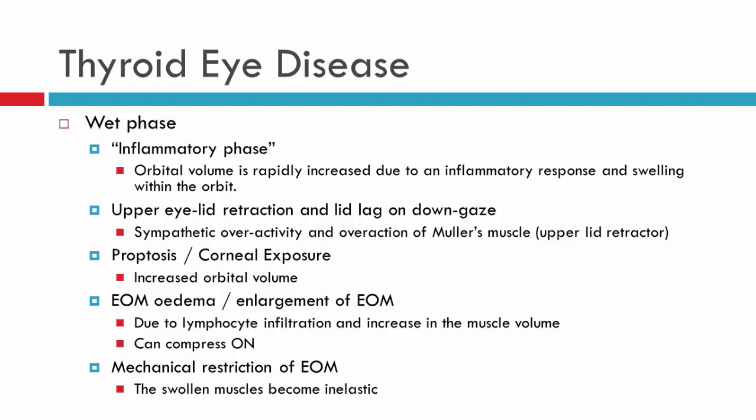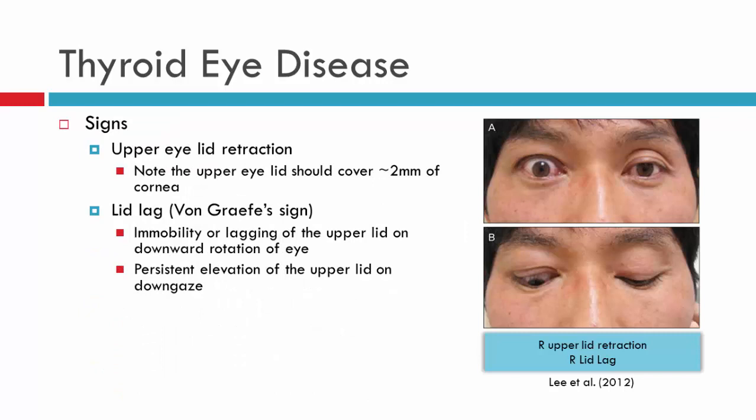In terms of the extraocular muscles, we saw in the last video that we have an increase in muscle volume, and subsequent to this we also have mechanical restrictions. Let's go through each of these signs individually and have a look at some images of patients with thyroid eye disease. In relation to the lids, there's two signs we see: upper lid retraction and lid lag. Let's start off with the upper lid retraction.